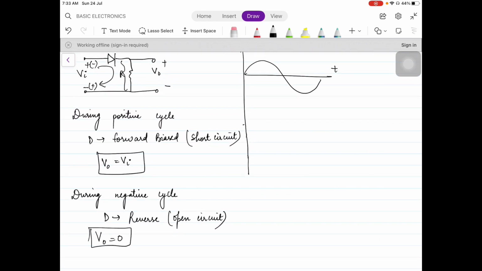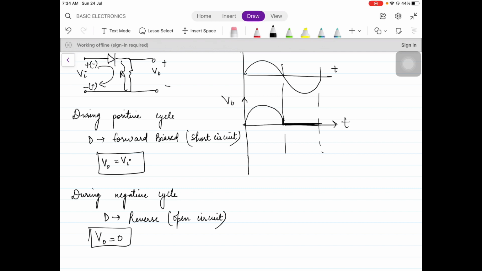So now how to draw the output? Prepare the axis, separate the cycles. For the positive cycle, you have answer Vi, draw it as it is. For the negative cycle, you have 0, draw it. So this is negative clipper. Okay, so this is how we solve the clippers. You have to follow the method properly. You don't have to see each and every type of clipper, how this clipper works, how that clipper works. You just need to follow the method.